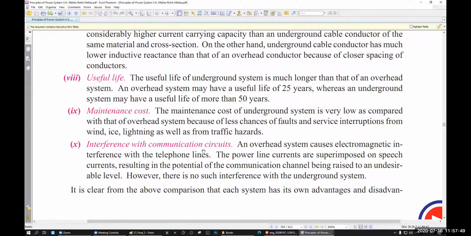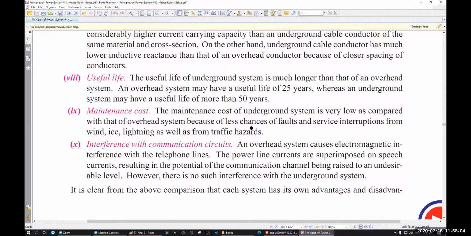Interference with communication circuit. The overhead system has interference with communication circuits. But in case of underground, since they are underground and have insulation, they do not have any interference with communication circuits.